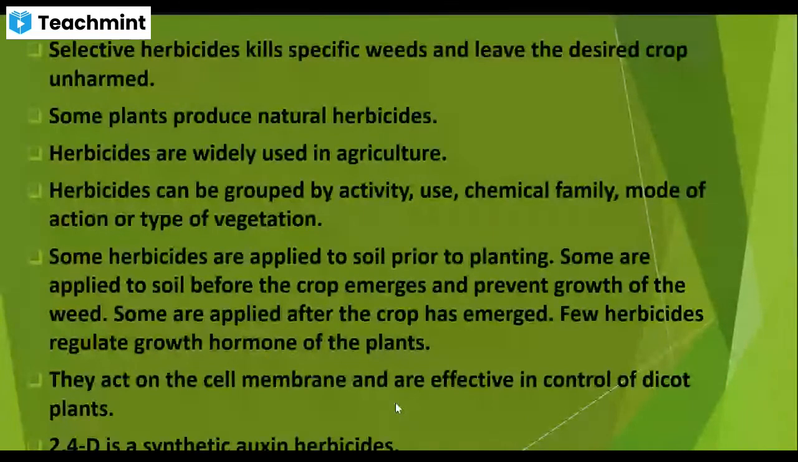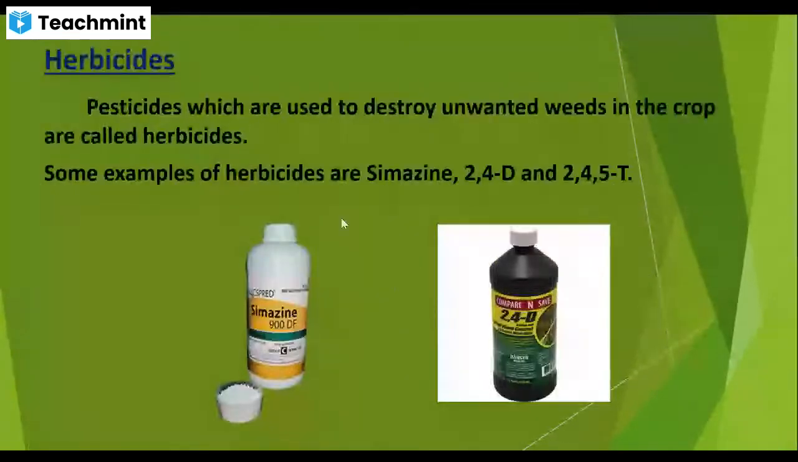Next, 2,4-D is a systemic auxin herbicide. These are all about the herbicides. Here we have seen simazine, 2,4-D and 2,4,5-D. These are all herbicides which can be used to destroy unwanted weeds in the crop.